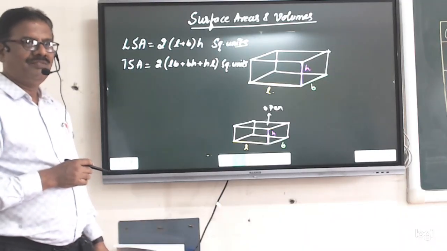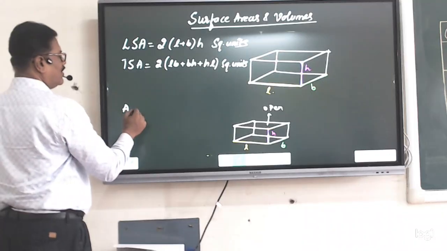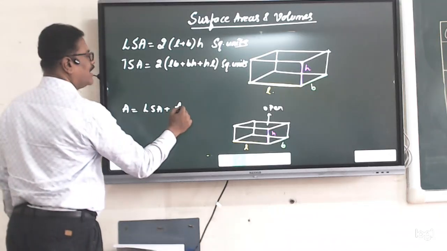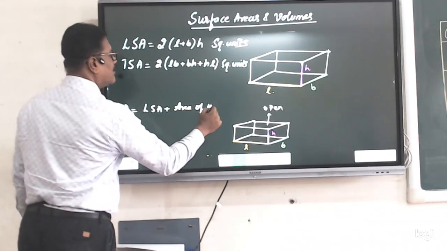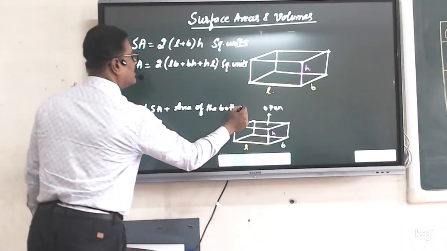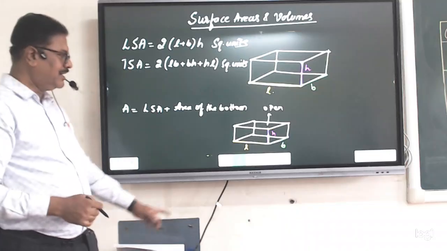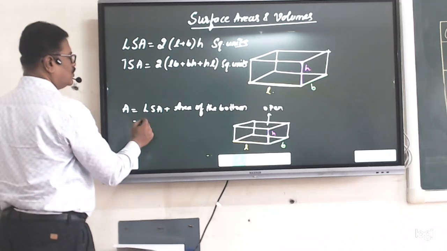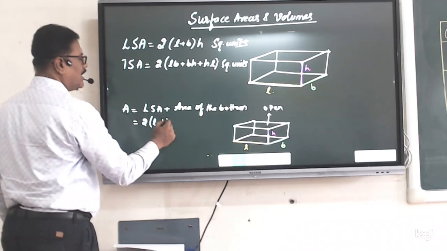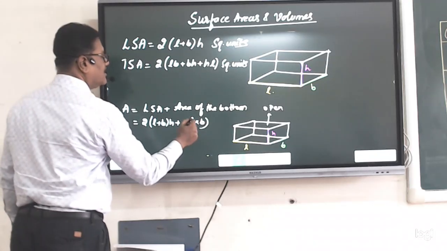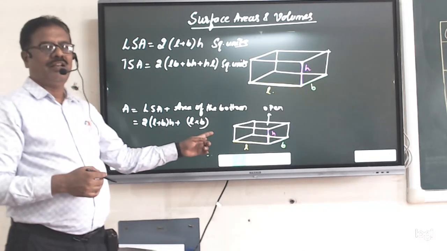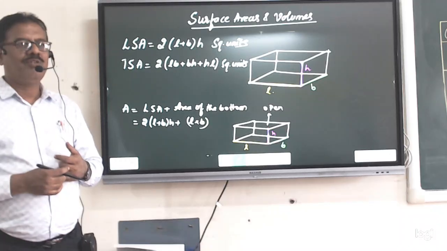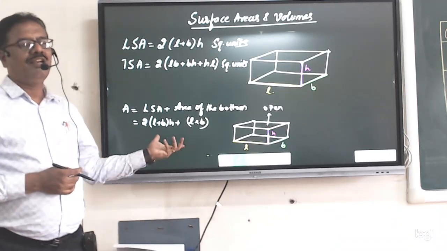What to be done? Yes, see, the surface area of this solid is lateral surface area plus area of the bottom. What is the shape of the bottom? Rectangle. What is the formula to find the area of the rectangle? L into B. So along with the LSA, 2 times (L plus B) into H, plus L into B. See, this gives you the area of this solid. So whenever a situation comes like this, you should be able to apply the required formula. Then you substitute the length, breadth and height and you can calculate.